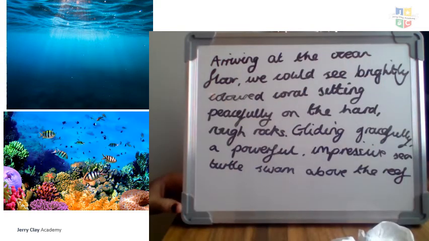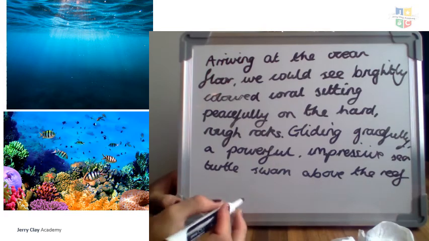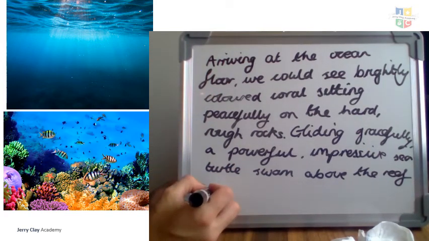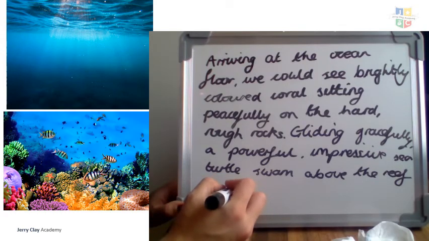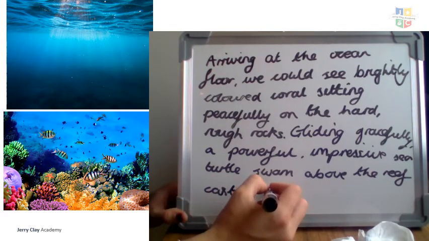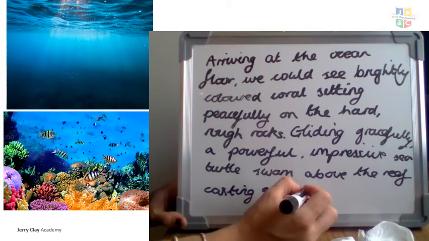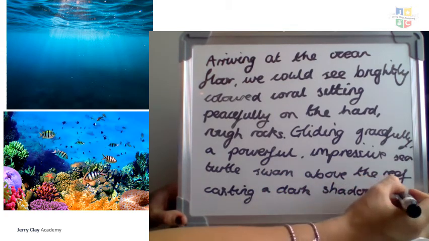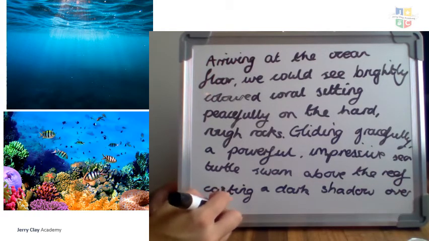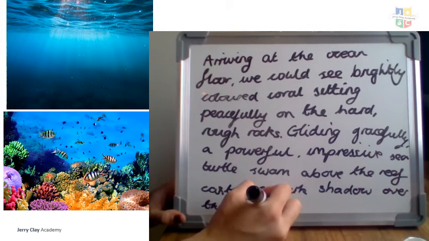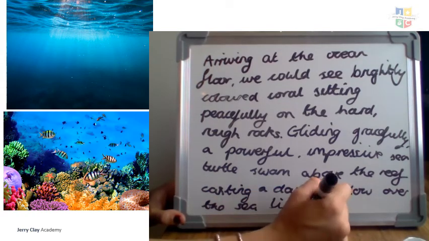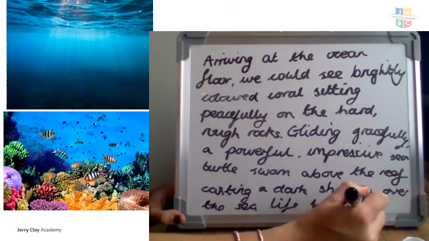And we could think about, if it was above the reef, it might be casting a shadow over the fish underneath him. Casting a dark shadow over the sea life below him.